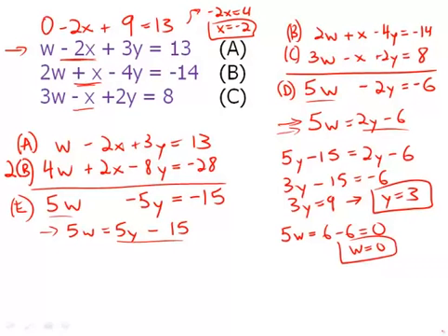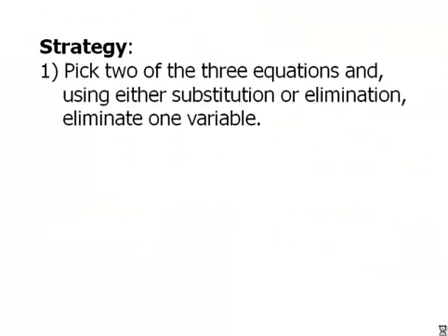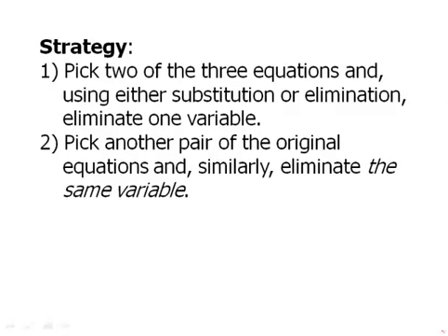Again, notice that the strategy I used was to reduce the 3 equation 3 unknown scenario to a 2 equation 2 unknown scenario. So just to summarize, first of all, I'm going to pick 2 of the 3 equations, and using either substitution or elimination, eliminate one variable. Incidentally, 99% of the time, it's going to be much easier to use elimination rather than substitution. Then I'm going to pick another pair of those original equations, and similarly, eliminate the same variable. So at this point, I will be down to the 2 variable with 2 equation case.